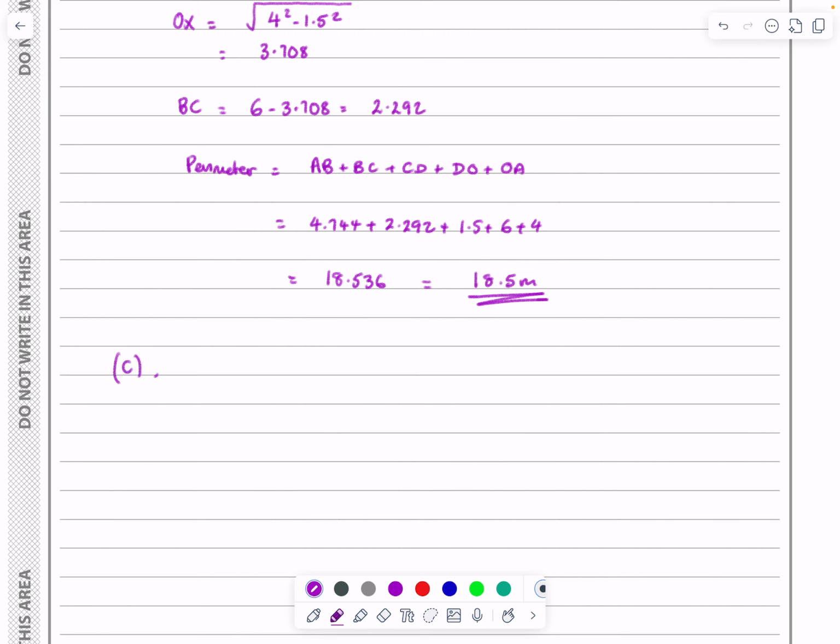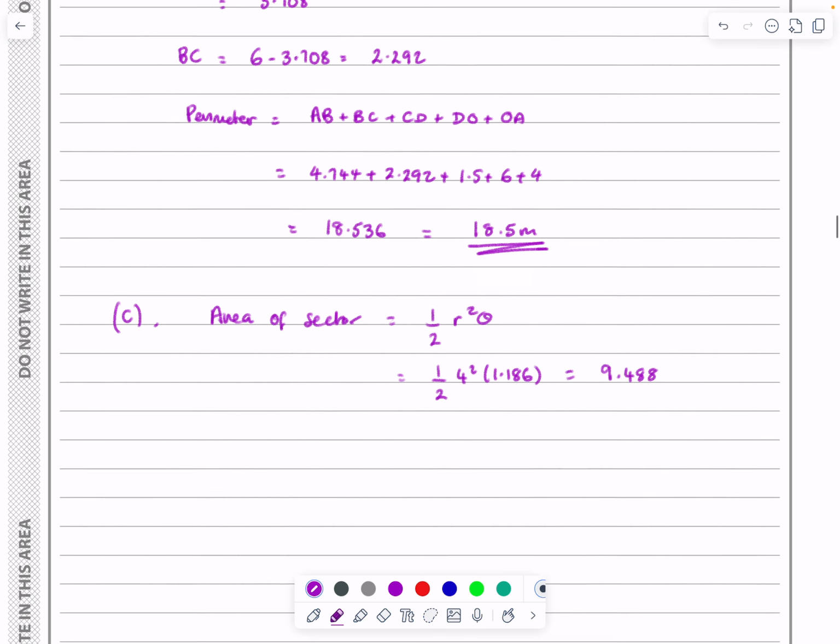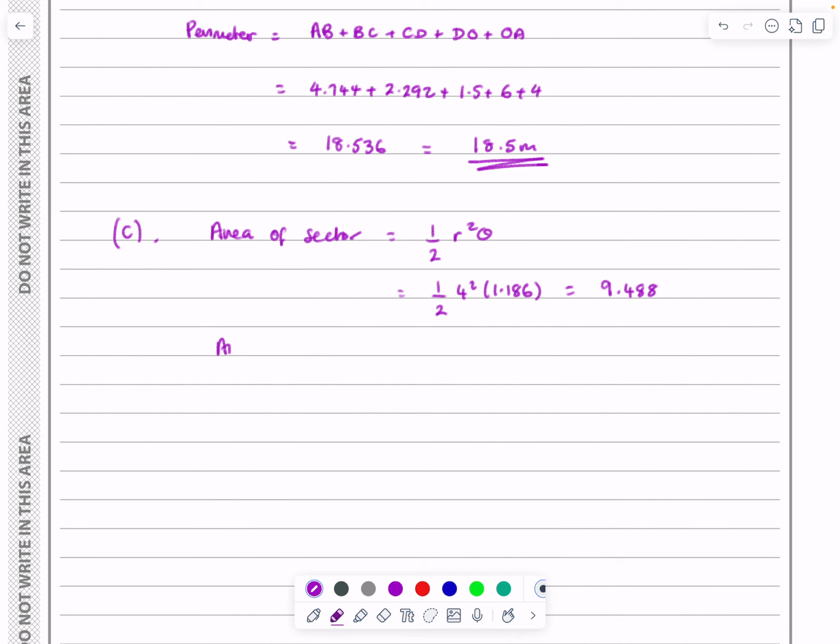So if I'm going to do the area of a sector first, area of sector is half r squared theta. We should all be aware that it's half r squared theta. And I've got all the information. Okay, it's a half 4 squared times, now just make sure you're getting the right numbers each time as to which angles you're using. That's that, which works out to be 9.488.